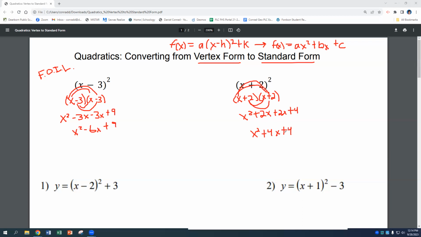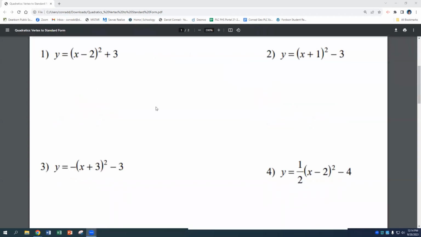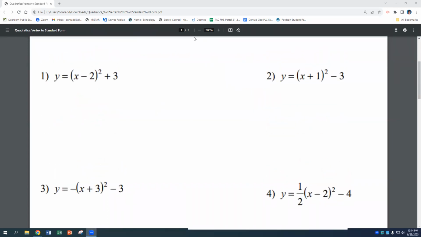That's something that should have been done in Algebra 1. So that's kind of review that we need from Algebra 1 to convert from vertex to standard form. All right, let's look at number 1 now. If we notice, we have to do our binomial distribution here.